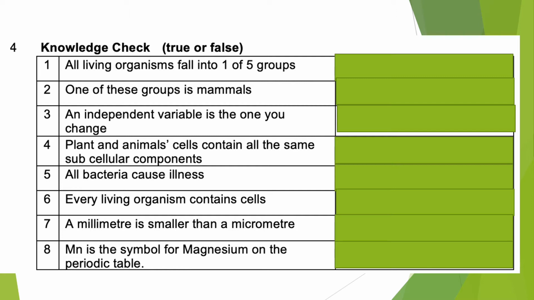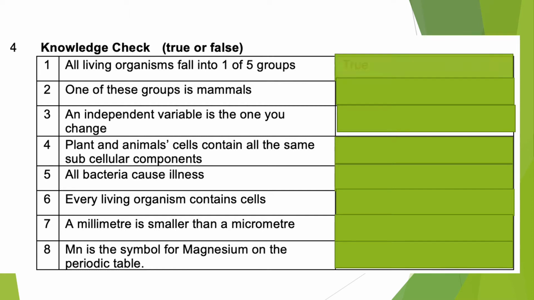As always, there's going to be a do now. So we can pause the video now and get started on that, please. Right. So all of these are true and false questions, so you just have to put T or F. And please make sure that you take out your green or red pen and correct as you move along. So the first one says, all living organisms fall into one of 5 groups.